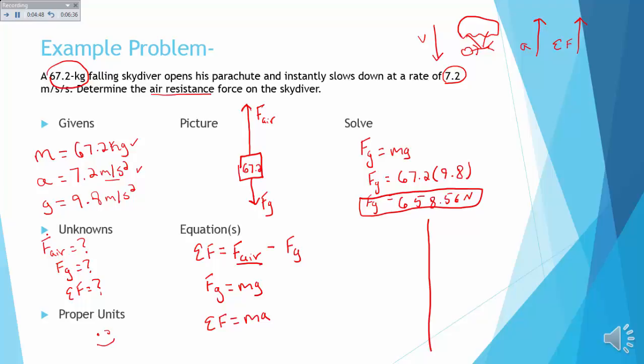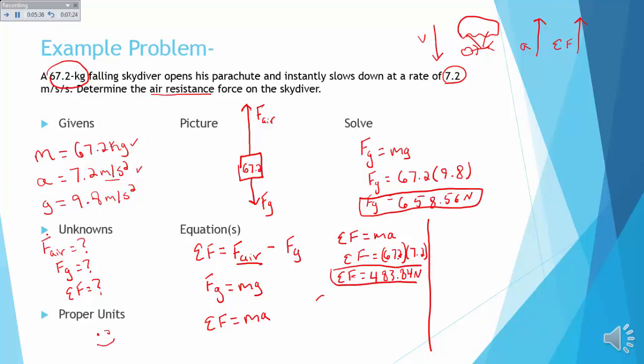Now from here, there's two ways that we could solve this problem, and I'm going to show you both ways. The first is by simply just finding the net force first. Using our net force equation, we know that the net force is equal to mass times acceleration. In other words, the net force is going to be equal to 67.2 multiplied by 7.2. Using this equation, we know that the net force is going to end up being 483.84 newtons.